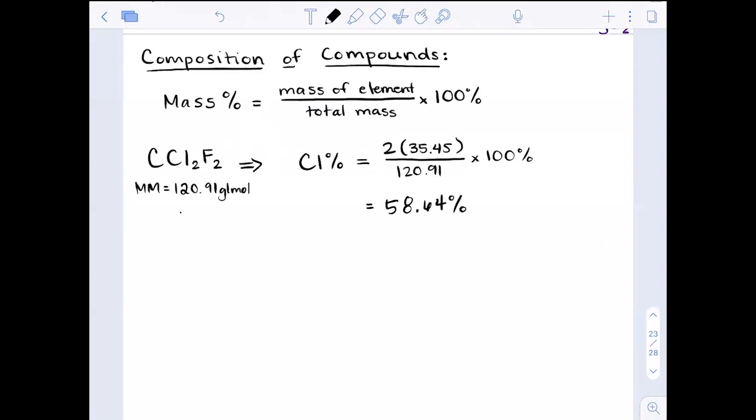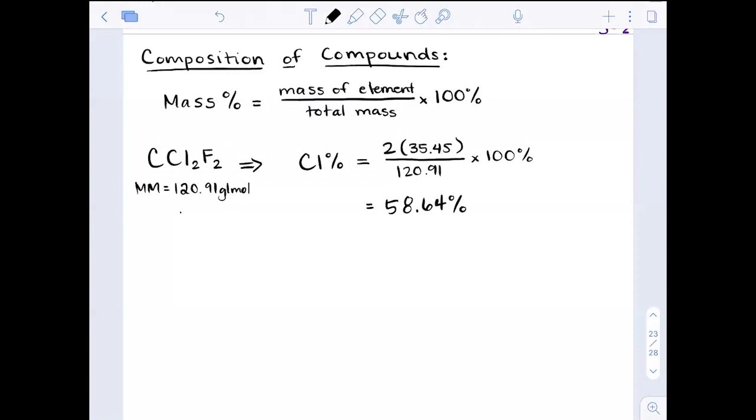58.64%. Now again, sig figs are usually important, but they're not that important for this one since the periodic table that you're given has the masses of each element. Try to utilize that periodic table as best as you can, but no sig figs for this one, simply because they are variable based off of the periodic table that you're using.